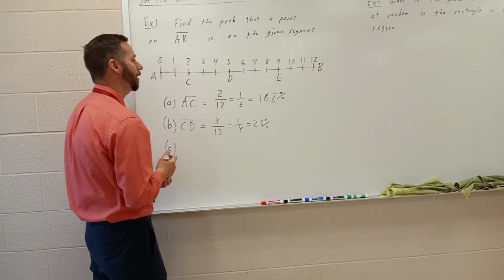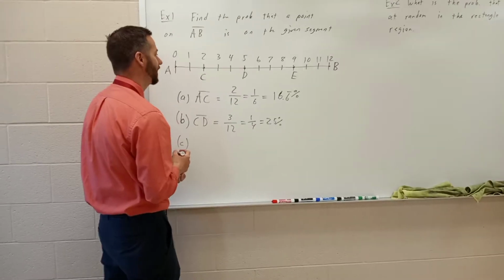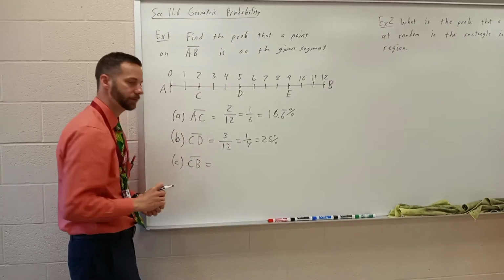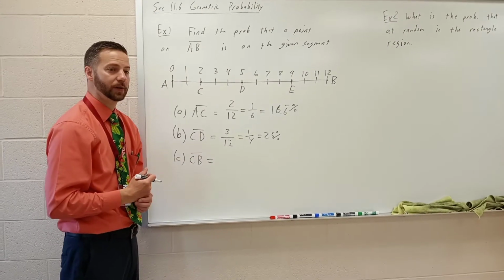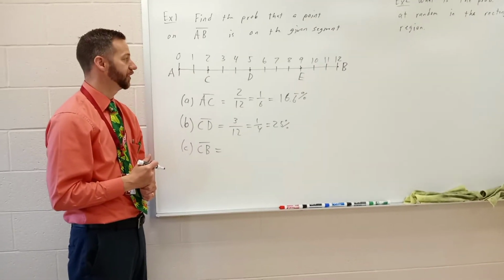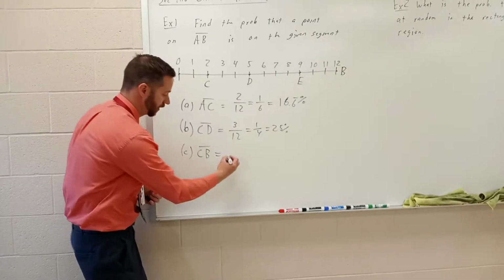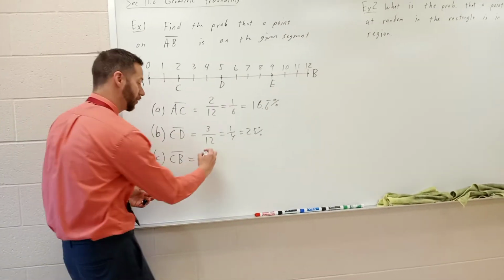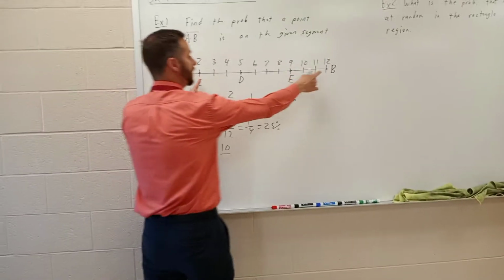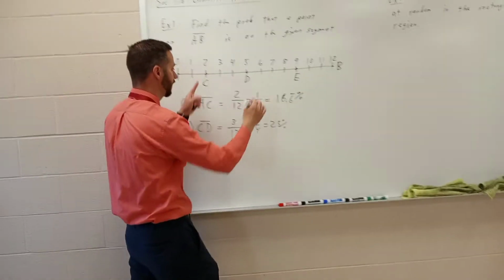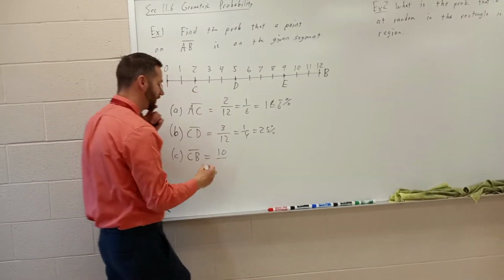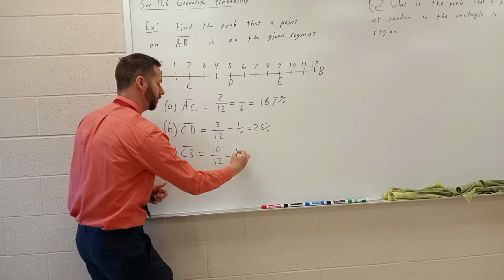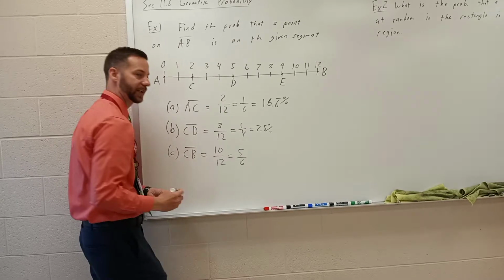How about one more? What if I say C to B? So from C to B, what's our probability here? What do you think? 10/12. 10 12ths, good. From C to D, we're going 2 to 12, or C to B, sorry. We're going 2 to 12, which is 10 units. Whole length is 12 units, so we got 10 over 12, which we should simplify to 5/6, right?